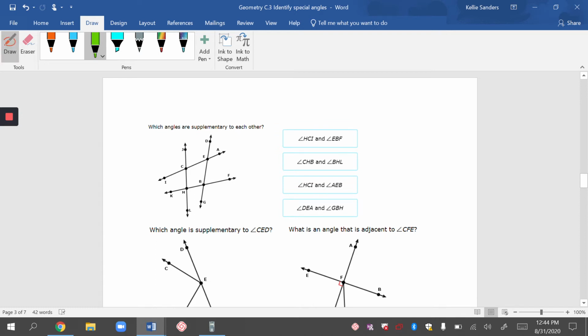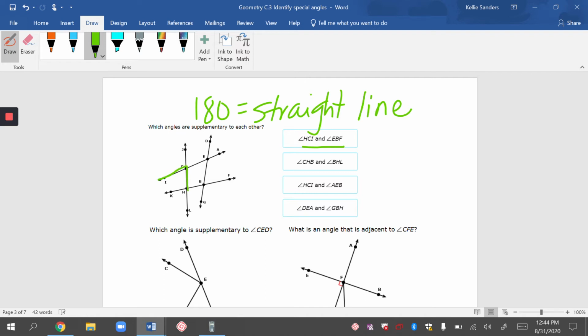Which angles are supplementary? Supplementary is 180, or a straight line. These are going to be a little bit more complicated because they're using letters and not numbers. So we're going to take it slow. We're going to take it step by step. Angle HCI. From H to C to I. From E to B to F. E, B, F. Okay. Those are not supplementary because those do not make a straight line. They're not even connected. Those cannot be it.